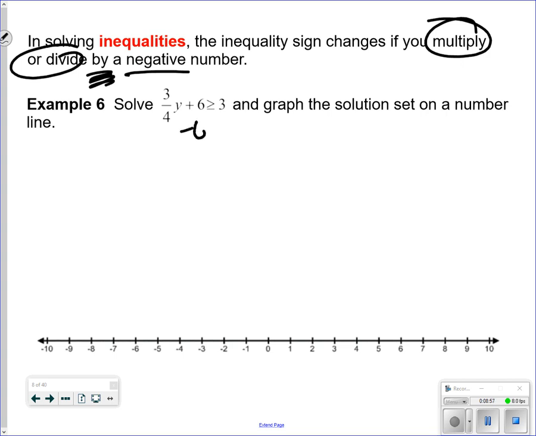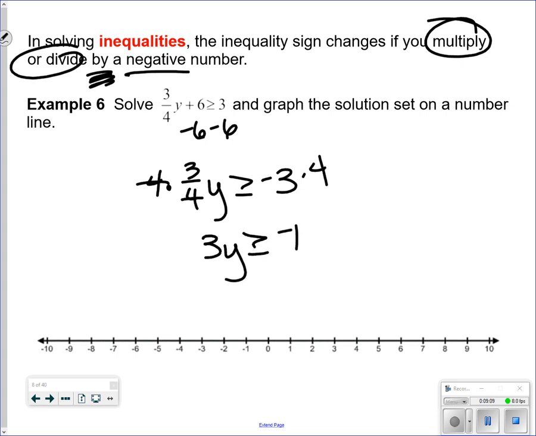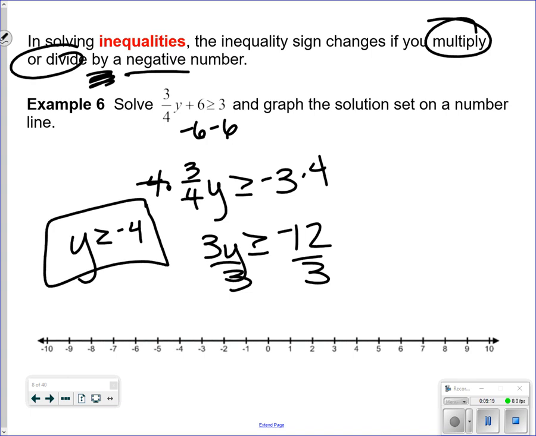So this one, I'm subtracting 6. That does nothing to the inequality symbol. I am multiplying by 4. Now, the fact that I am multiplying by a negative does not matter. Multiplying both sides by 4 does not change the inequality symbol. Dividing by 3 does not change the inequality symbol. Now, here's how I always look at this, and you have to make sure you understand how to graph on a number line.